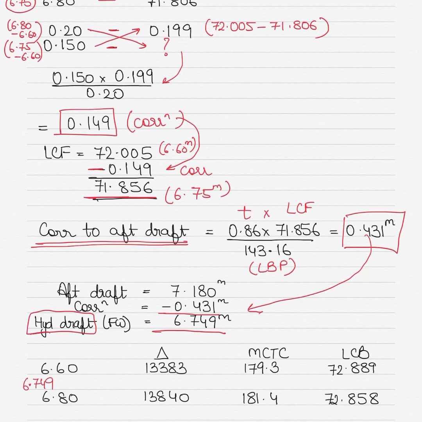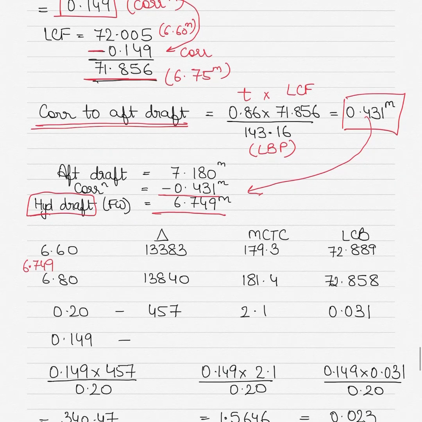Alright, so using this hydrostatic draft 6.749 meters, you will go back into the hydrostatic tables, and what you will do is you will be finding out three values. You will be finding out displacement. The triangle stands for displacement, then MCTC and LCB values.